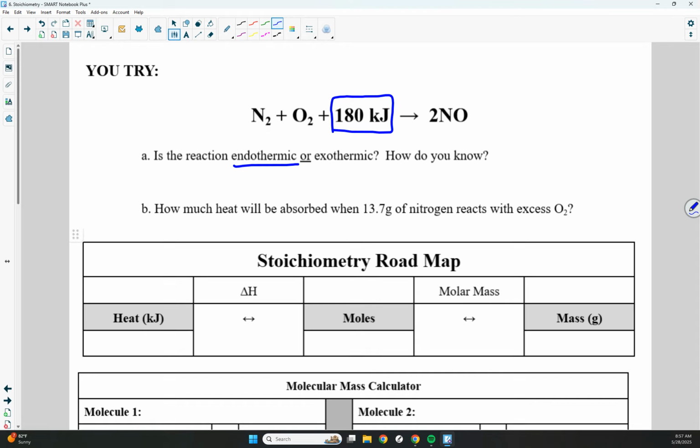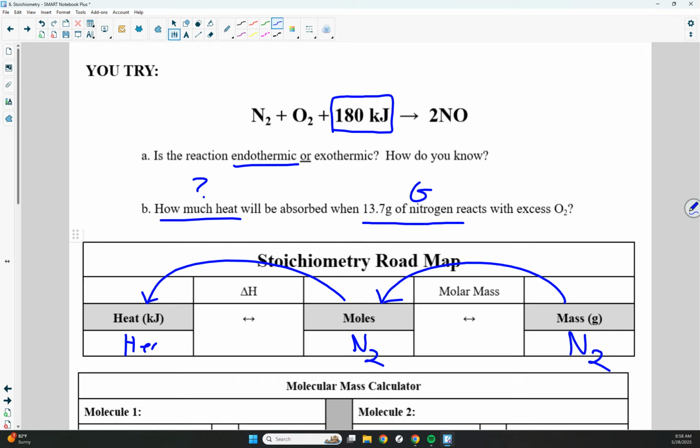And then the question that we're trying to solve is how much heat, so again, that's what we're trying to figure out, will be absorbed when 13.7 grams of nitrogen, that's what we've been given, reacts with excess oxygen. So again, it might look like we're interested in oxygen here, but oxygen is not really a factor in our solution. So we're going to start on the right side with grams of N2. We're going to use our molar mass to convert to moles of N2. And then finally, we're going to use our delta H here to convert to heat. So that's our basic math.